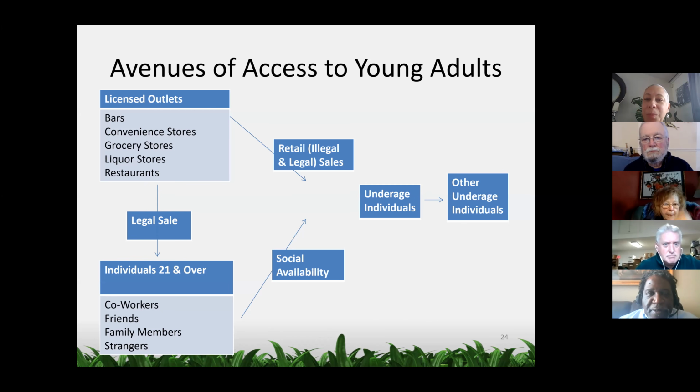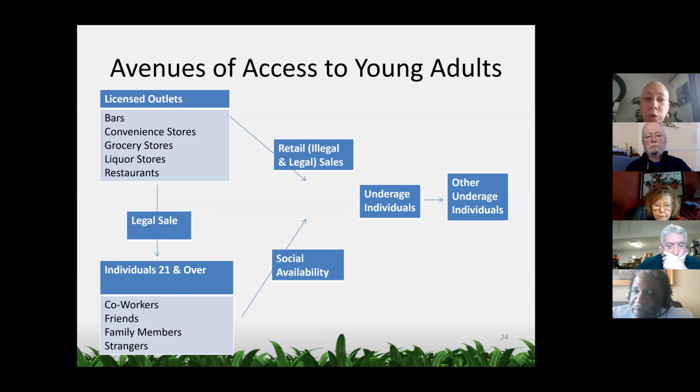You have gone through coalition training, so this diagram looks familiar to you, right? It is a logic model diagram. In it, you look at what the licensed outlets in your community are. Where is beer sold? Where is alcohol sold? Where is tobacco sold? In my case, where is marijuana sold? And if they're legal sales, what do those laws look like?